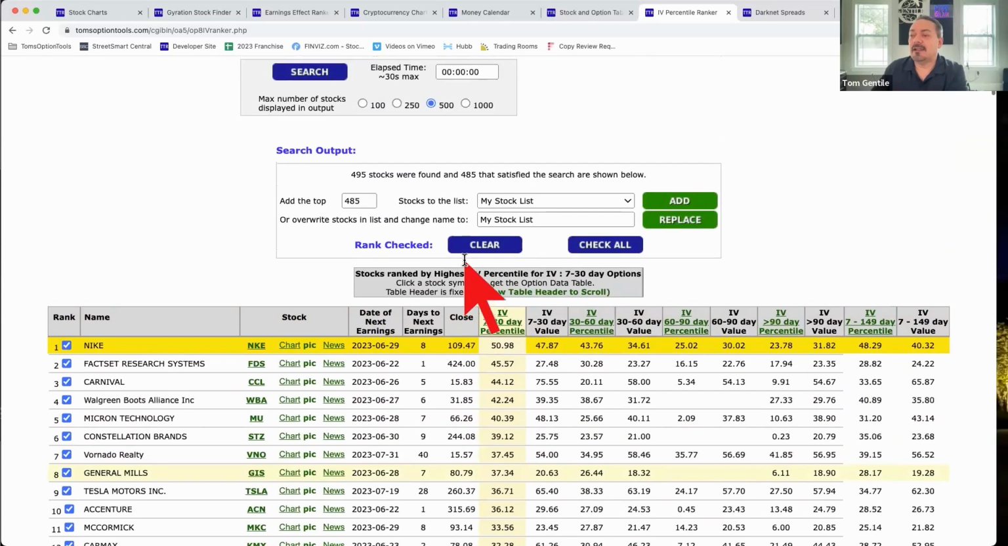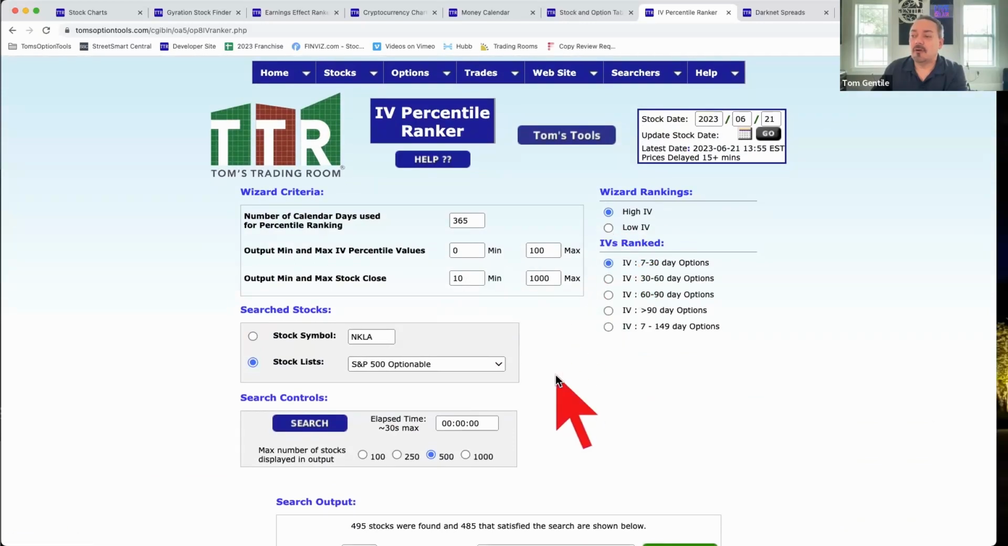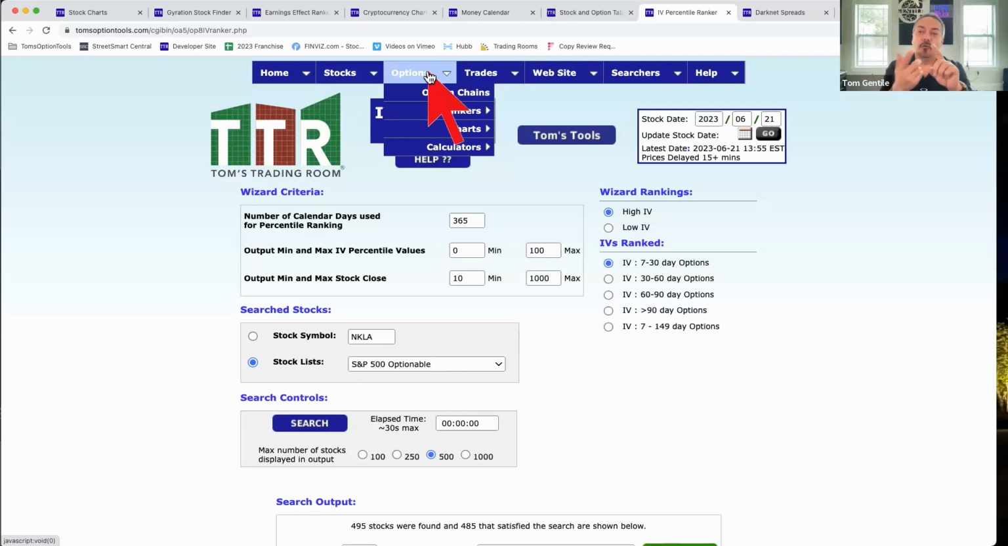Same thing, I can flip this to low IV, but I want to show you something that all of you in the room can have access to without doing a thing except logging on with your iPhone or your Android device. We have an app that's available even to non-members. It's called the Morning Report. If you do a search on Tom's Trading Room or Tom's Option Tools in the Google Play Store or the Apple iPhone Store, you can find our app.